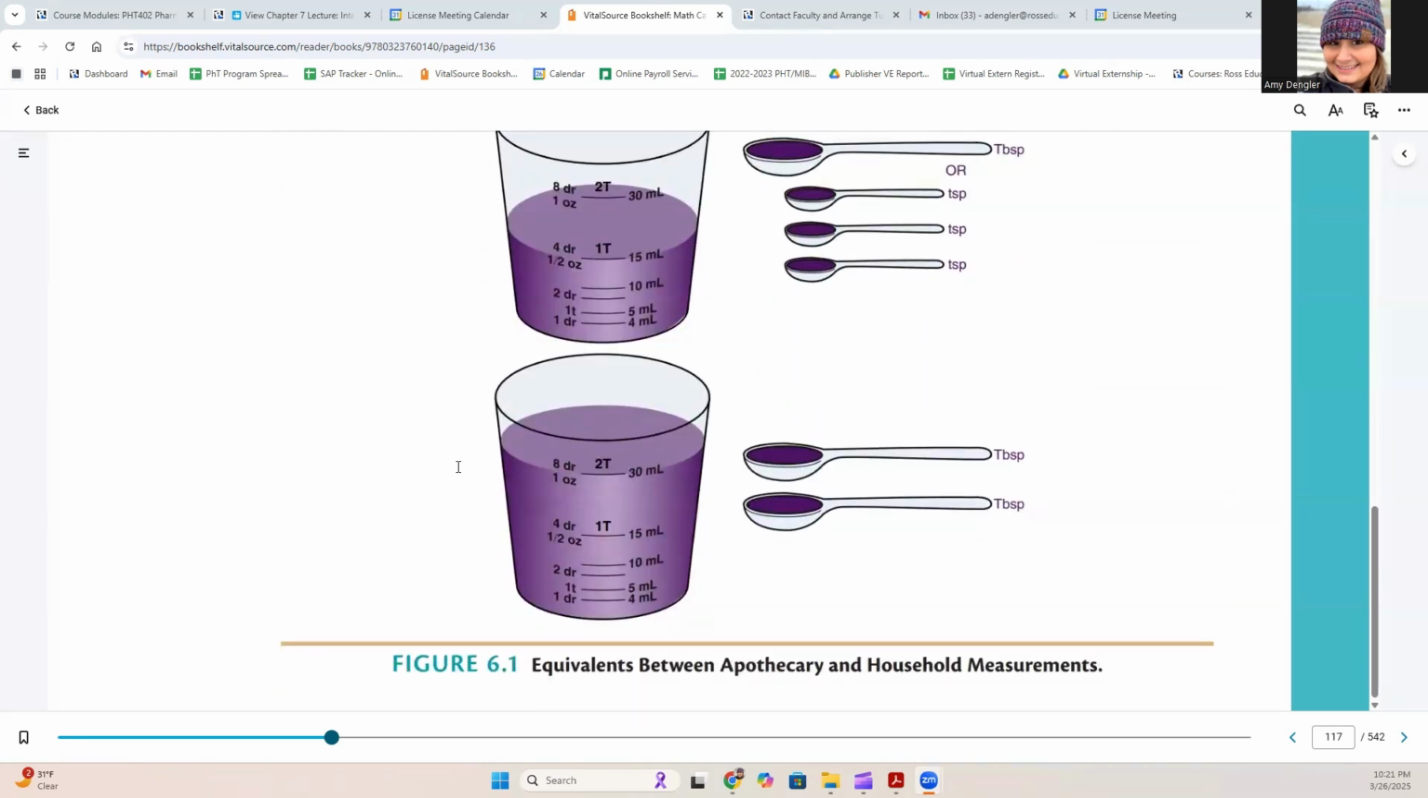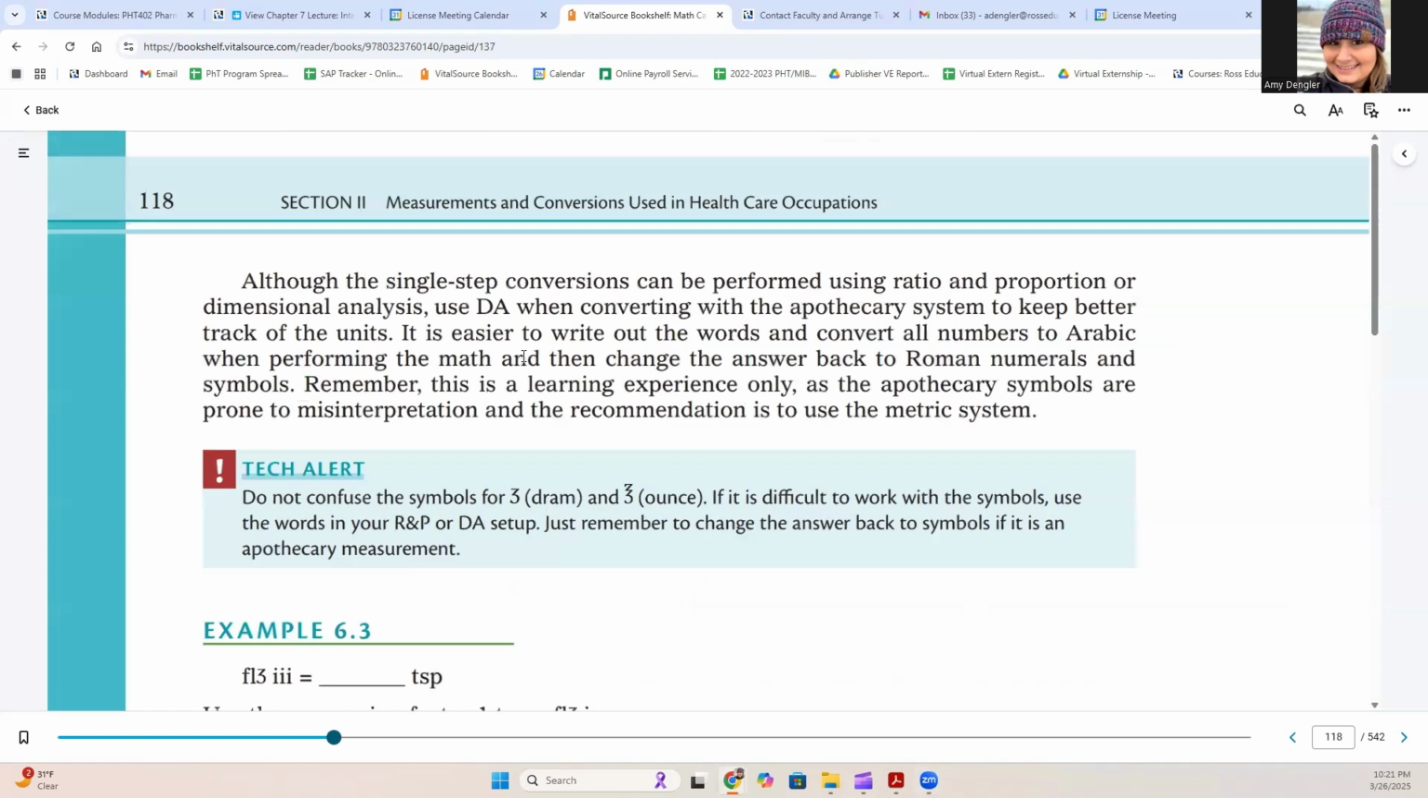So figure 6.1 shows some equivalence between apothecary and household measurements. Although the single step conversions can be performed using ratio and proportion or dimensional analysis, the book suggests that you use DA when converting with the apothecary system to keep better track of the units. And I will say this many times during these videos, I am totally fine with whatever system you use to get the answer, but I will be doing the examples in ratio and proportion while the book does the examples in some of them dimensional analysis. You can see their examples versus how I set them up, which I think is easier to understand.